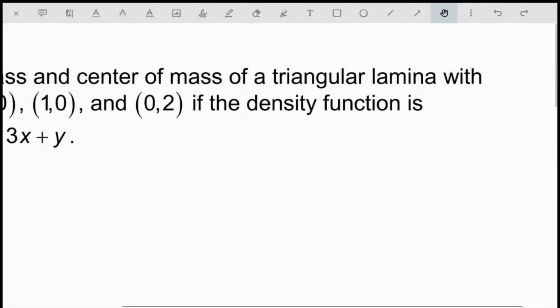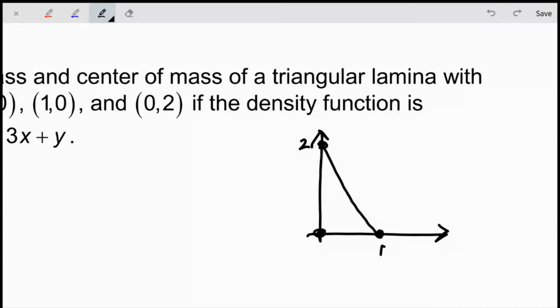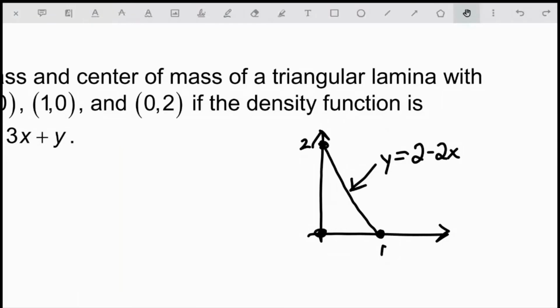Let's first talk about what this region looks like. I would recommend you always do a little sketch of your region just so you know what you're dealing with. We're dealing with the point (1,0), the point (0,2), and the origin, so I'm labeling those, and this is my region right there. The equation of this line is y equals 2 minus 2x.